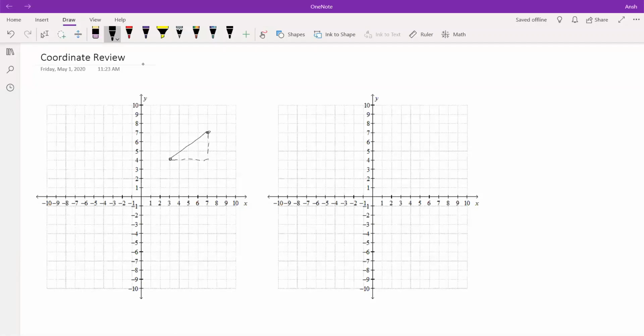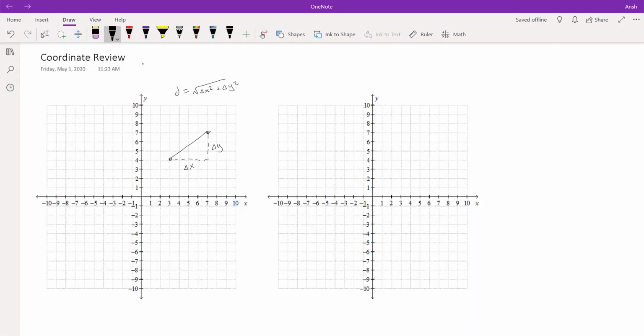Using Pythagorean's theorem, we can find an expression for the distance between the 2 points. So we'll call the change in the x-coordinate delta x and the change in the y-coordinate delta y. And using Pythagorean's theorem, we get that the distance d equals the square root of delta x squared plus delta y squared.